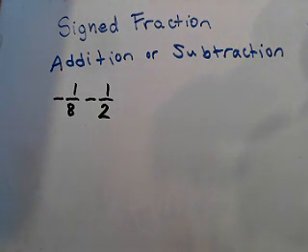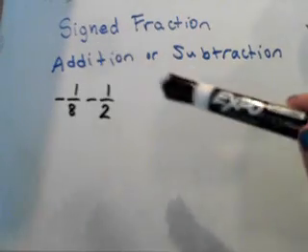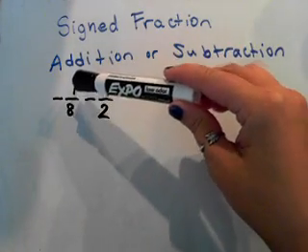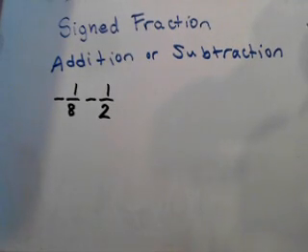Here we're going to talk about signed fraction addition or subtraction. So now our fractions can be positive or negative. We still know that we need to find an LCD, a least common denominator, because the bottom is talking about the size of the pieces. So one way to think about this, instead of saying 1/8 and 1/2, this is a 1/8 size piece and a 1/2 size piece. We can't do anything with them until they're the same size pieces.